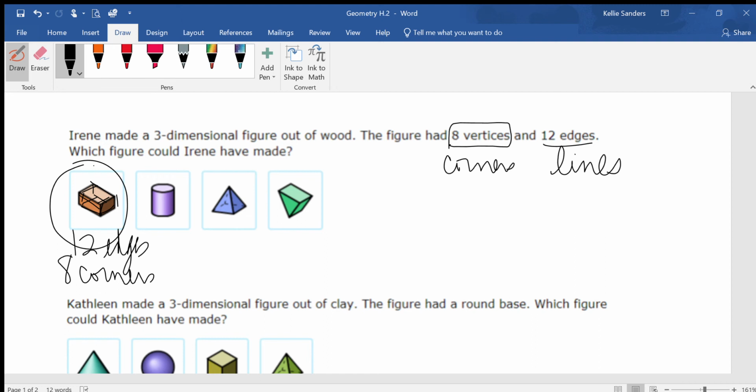But let's talk about why it's not these. This has 1, 2, 3, 4, 5 sharp corners, or 5 vertices. So it's not going to be that one. 1, 2, 3, 4, 5, 6, and then there's going to be 1. So this one had to have 6, so that one's not going to be it either.